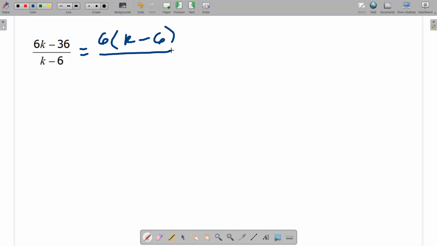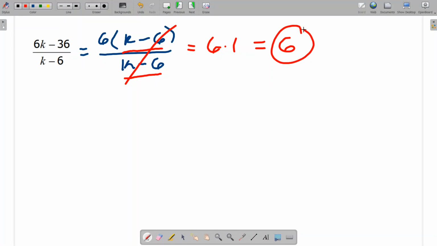In my denominator, I have k minus 6. So this is what we call a common binomial. I have a binomial of k minus 6 here and here. Since those are common, we can actually cancel these out because anything divided by itself is really 1. So I could technically write this as 6 times 1, which just gives me 6, but that's really the same as just canceling these out. So this whole thing would really simplify down to just 6.